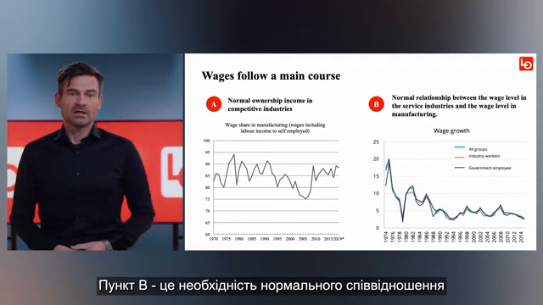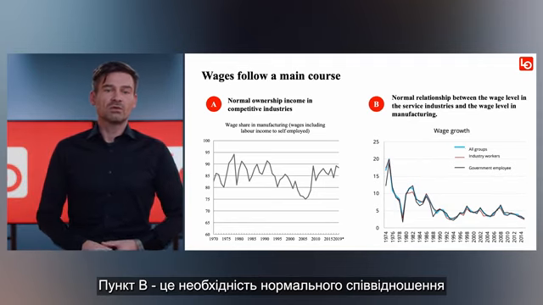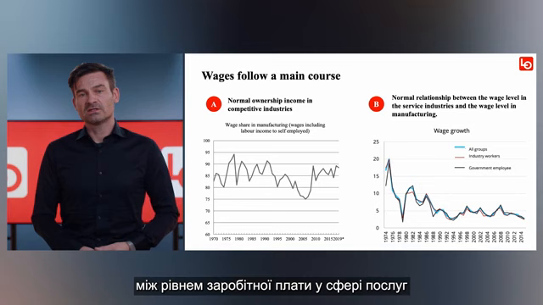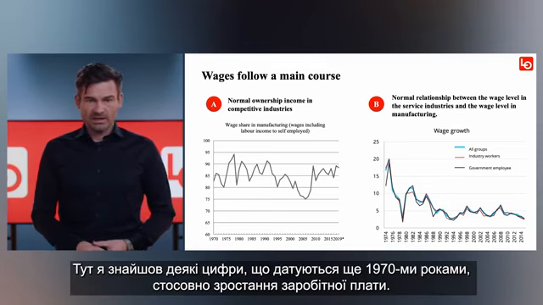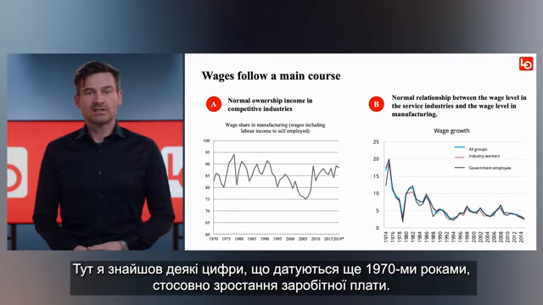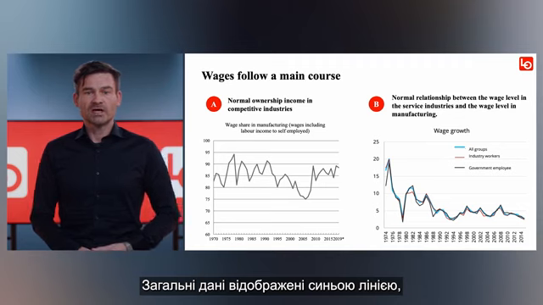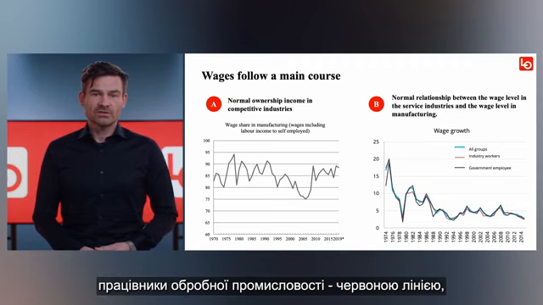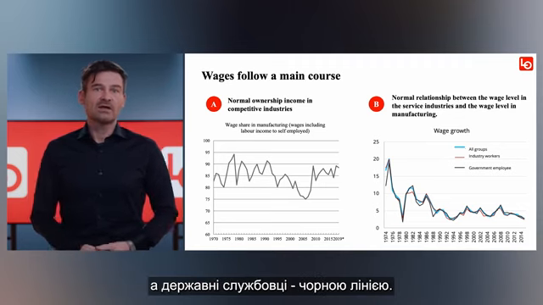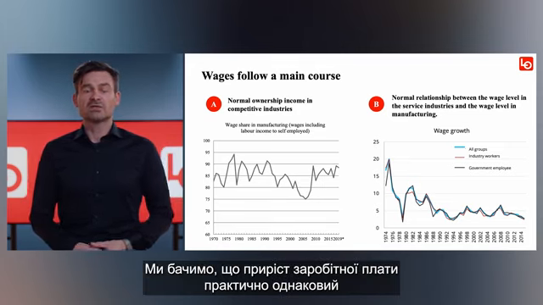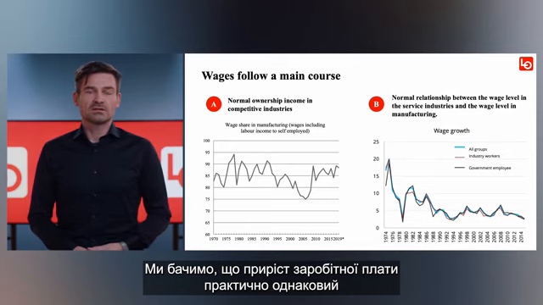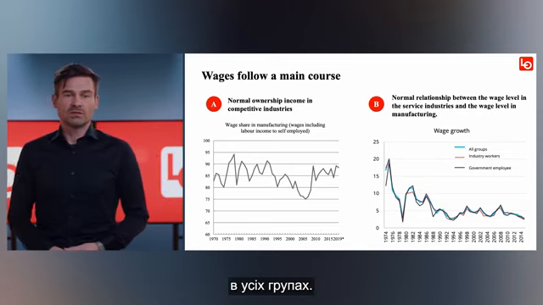And point B here is that we had to have a normal relationship between the wage level in the service industries and the wage level in manufacturing. And here I found some figures going back to the 1970s about wage growth altogether in the blue line, the manufacturing workers in the red line, and the government employees in the black line. And we can see that the wage growth is practically identical between all groups.